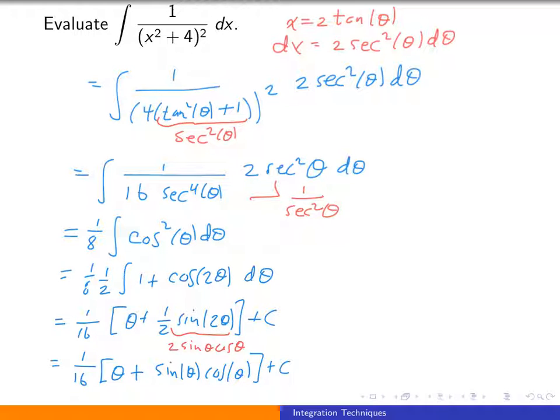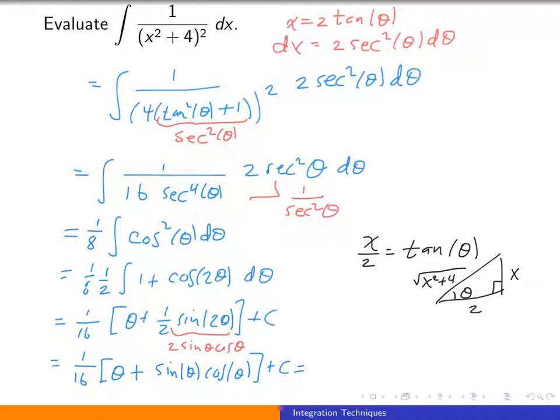And our last step is to get back in terms of the variable x. And in order to do so, we always just go back to our trigonometric substitution and draw that corresponding right triangle. So if x over 2 is equal to tangent of theta, the corresponding right triangle would put x and 2, so tangent of theta is x over 2, and then by the Pythagorean theorem, that other side, the hypotenuse here, is going to be the square root of x squared plus 4.